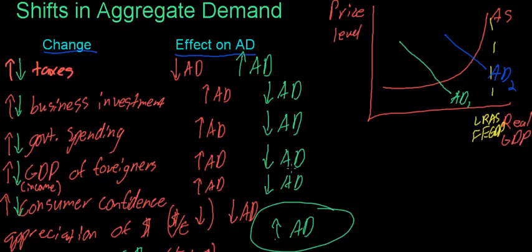So hopefully that is a good overview of all the things that cause a shift in aggregate demand. If there's something that was mentioned in your class that I didn't mention here, please let me know, and I'll make a new video and include it, but I think that that's a pretty exhaustive list.